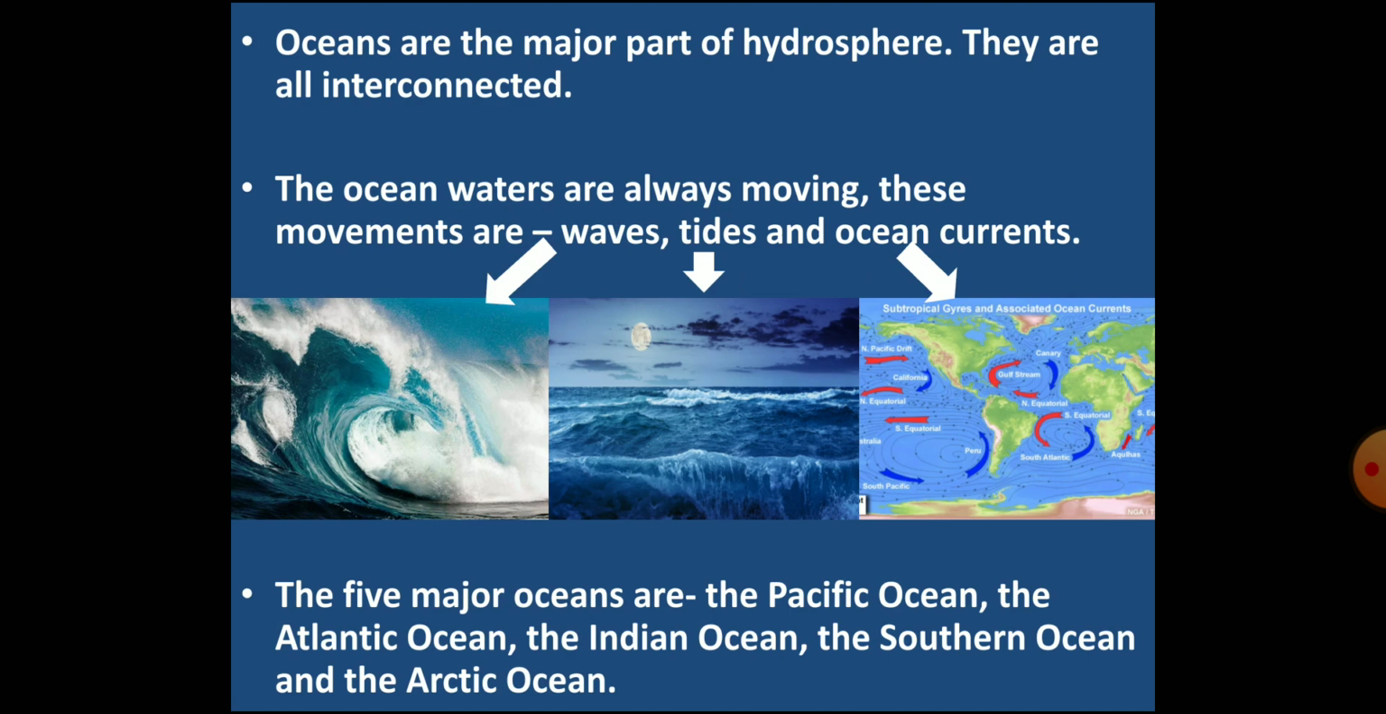Now, as I said earlier, hydrosphere consists of water in all forms. So, children, oceans form the major part of the hydrosphere. All the oceans are interconnected. The ocean waters are always moving. There are three major movements of ocean waters. They are the waves, the tides, and the ocean currents, as shown in the image in front of you. There are five main oceans. They are the Pacific Ocean, the Atlantic Ocean, the Indian Ocean, the Southern Ocean, and the Arctic Ocean.